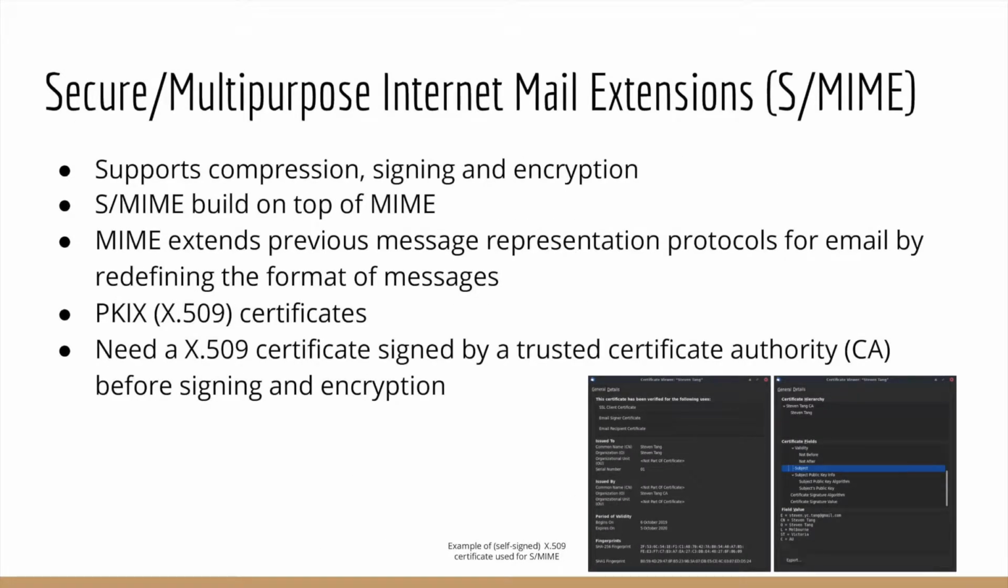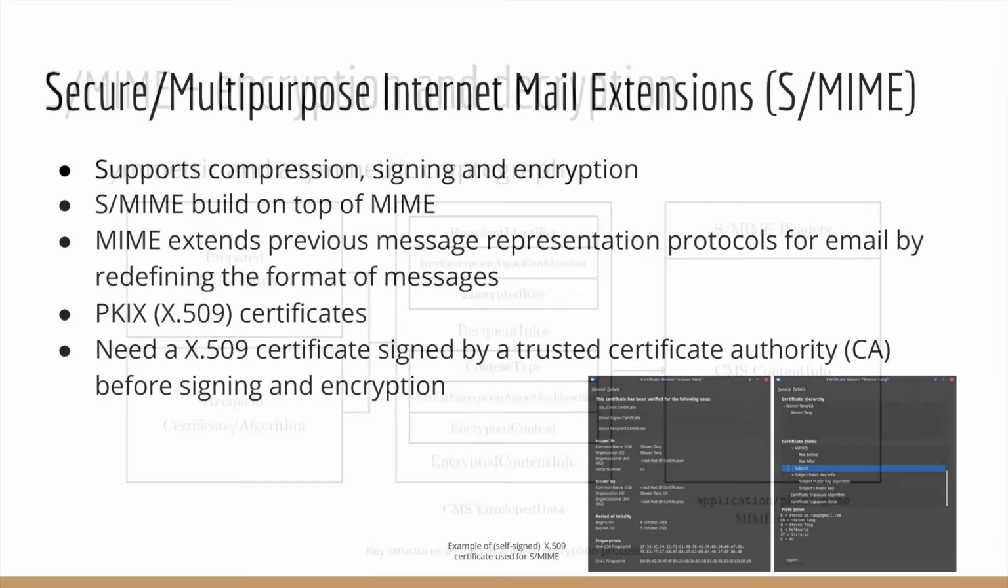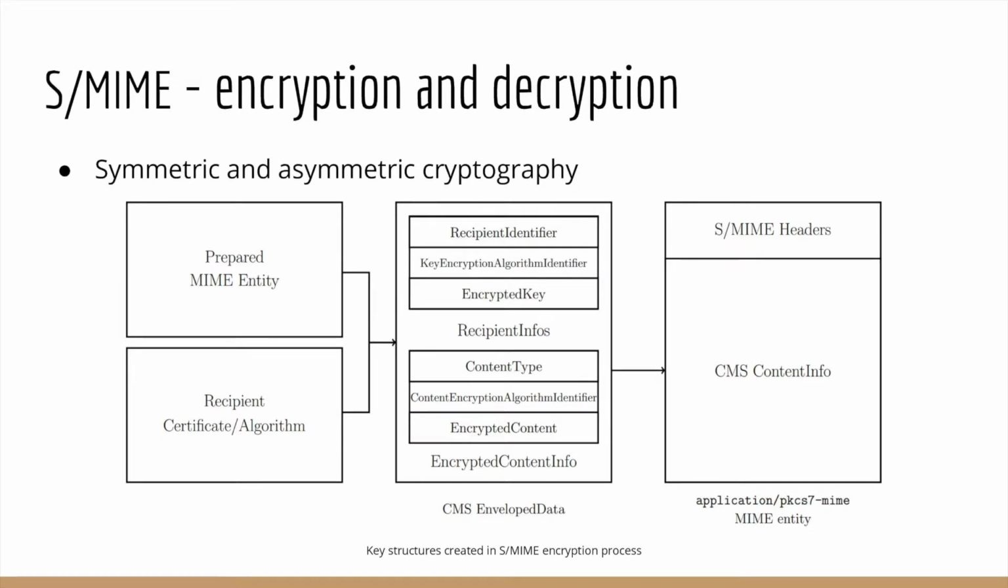The S/MIME protocol supports the signing and encryption of MIME entities. S/MIME builds on top of MIME, a collection of standards that extends the prior message representation protocols for email. An example is the support for non-textual attachments. S/MIME uses X.509 certificates to store and validate the public keys used for providing security services. This means that the sender and each recipient must first obtain an X.509 certificate signed by a trusted certificate authority to use security services. This diagram shows key structures which are created in the S/MIME encryption process.